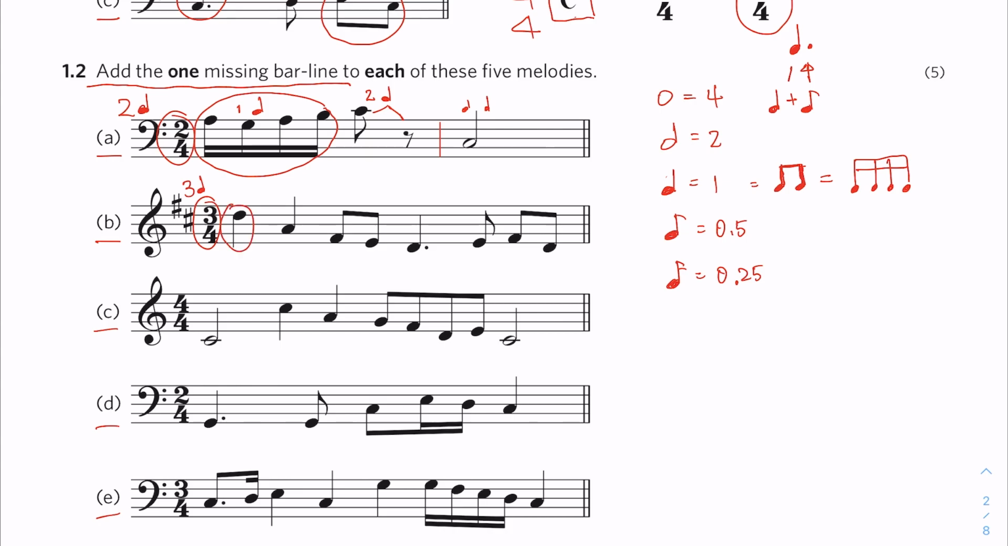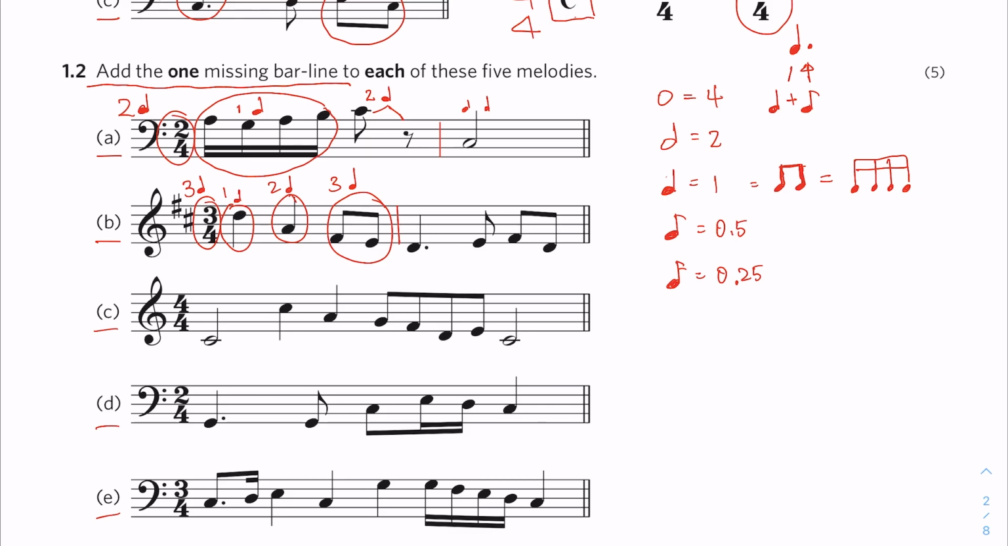So this is 1 crotchet, 2 crotchet, 3 crotchet. So 1, 2, 3. I'm going to draw a bar line here. Now I'm going to check the rest of the notes just in case.